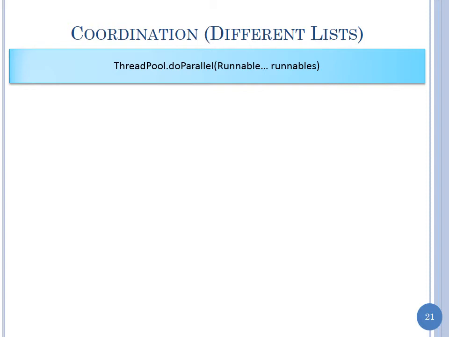I have one joiner. What should I do with these two objects? I've got n runnables and I've got a joiner object. What do I do with the n runnables I've got, the n thread pool workers? Call set dynamic runnable. Okay, and what do I do with the joiner?